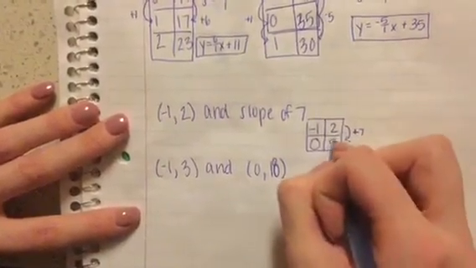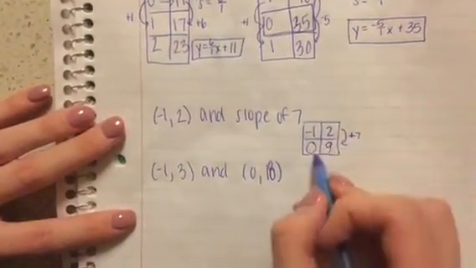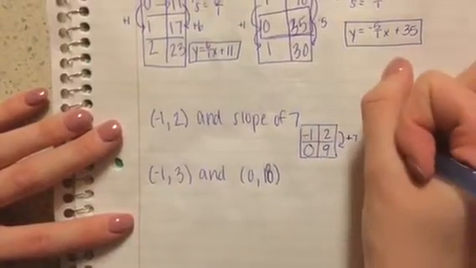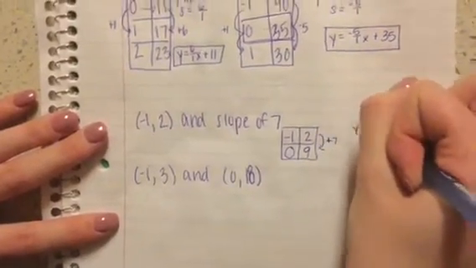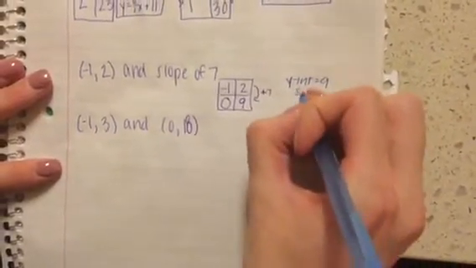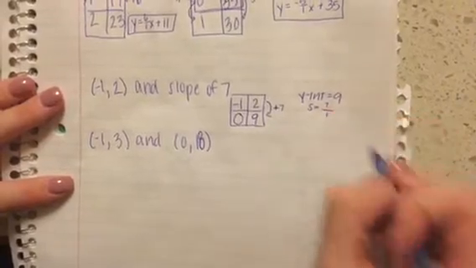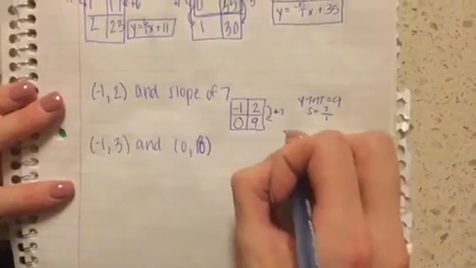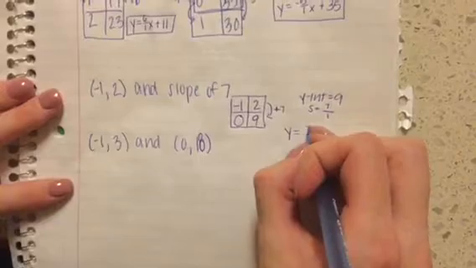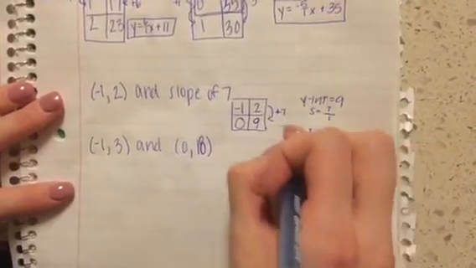That is 9. Now just like I did in my tables, I look across from my 0, which is my y-intercept of 9. And it tells us our slope of 7. And remember, if it doesn't have a number on the bottom, it's over 1. So my equation would be y equals 7 over 1x plus 9.